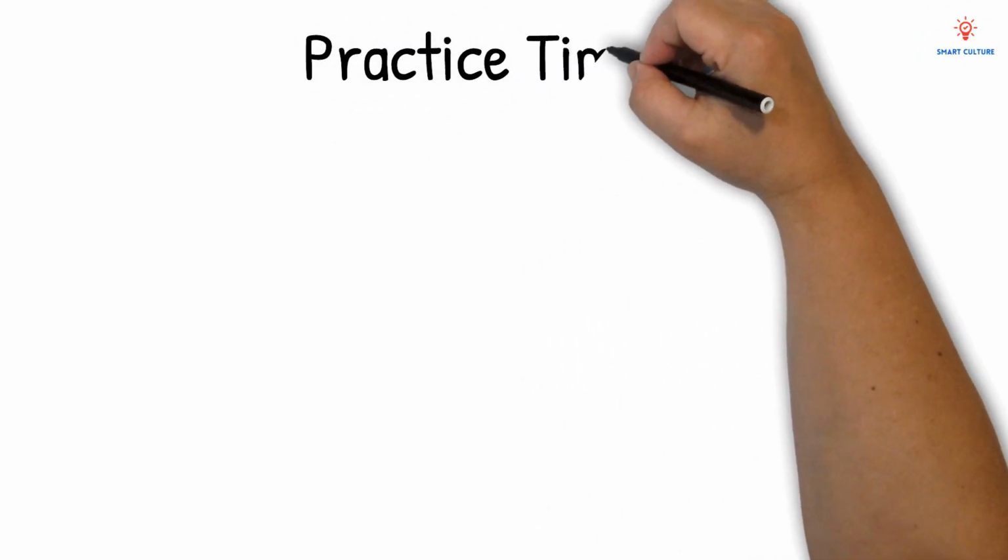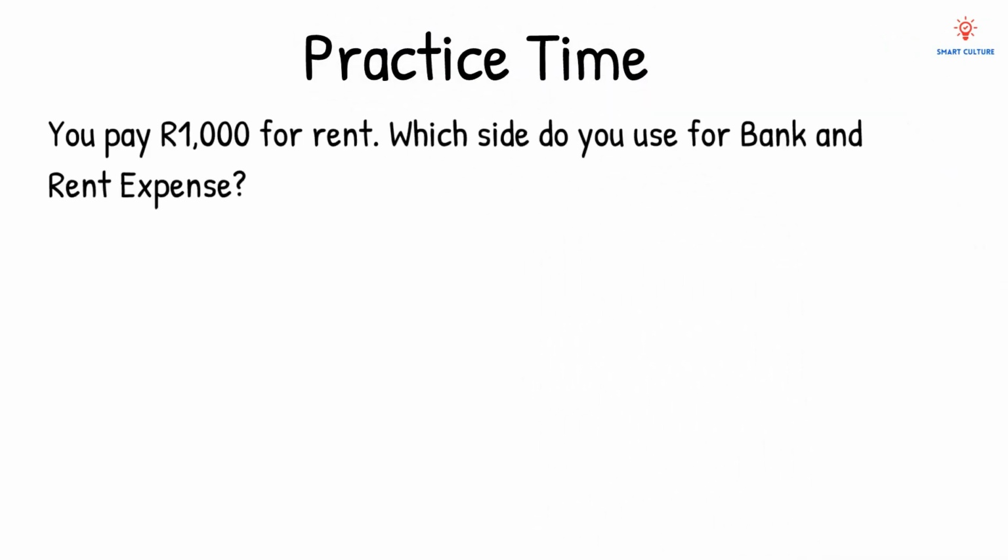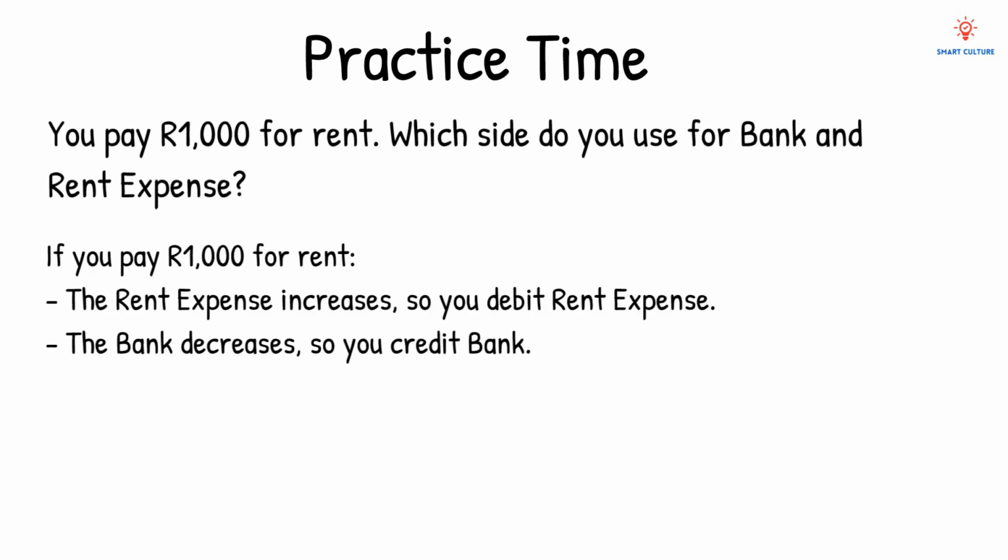Here's a quick challenge. If you pay 1,000 Rand for rent, the rent expense increases, so you debit rent expense. The bank decreases, so you credit bank. Try drawing the T accounts on your own and see if you get it right. Here's the correct answer.